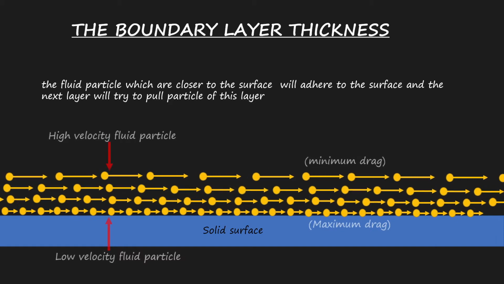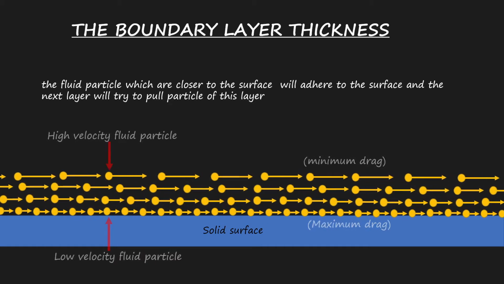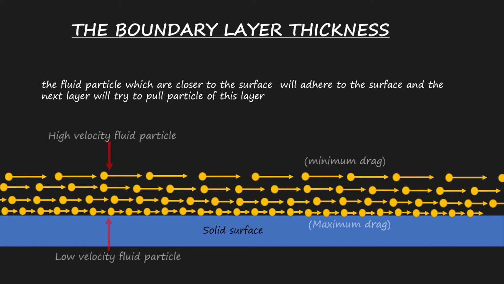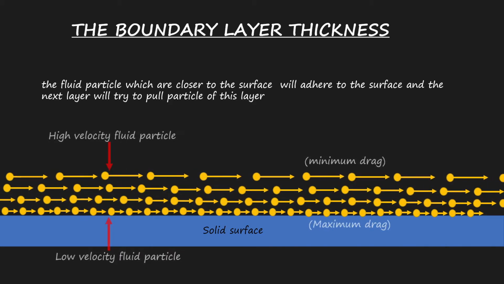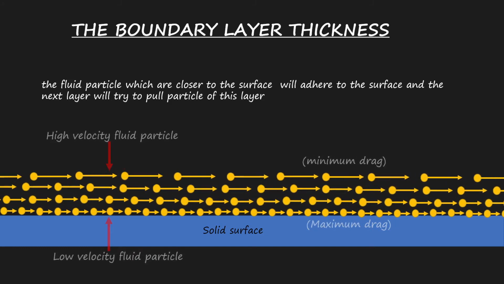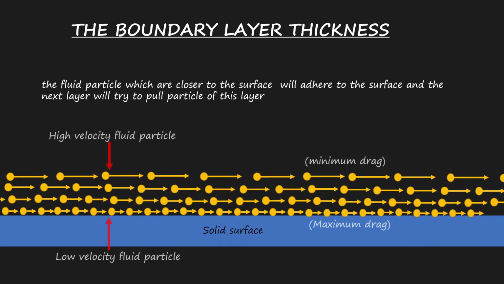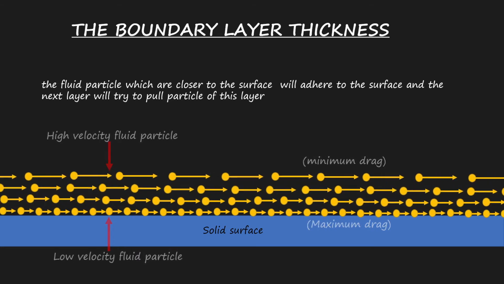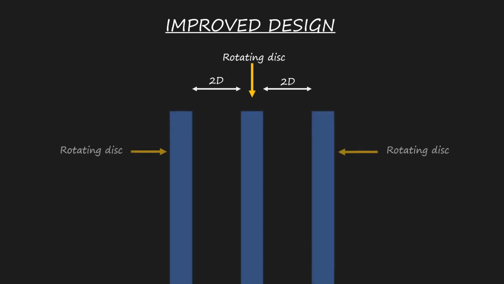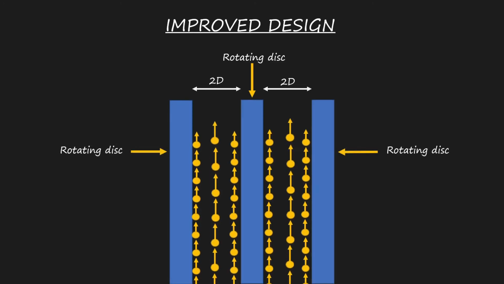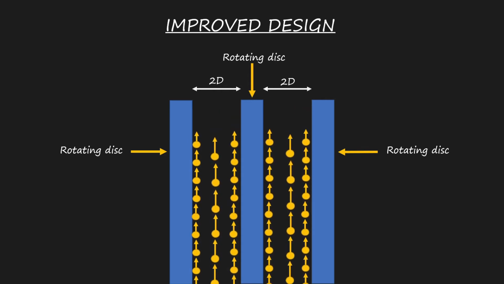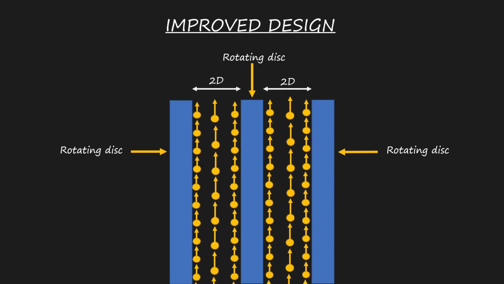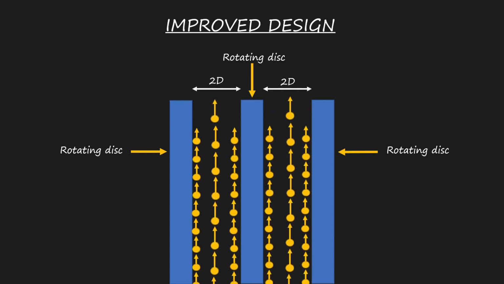The region up to which this velocity variation exists is known as the boundary layer region. So the layer closer to the surface produces a drag on the neighboring layer, and as we move away from the surface, the drag force decreases and eventually becomes zero. To make this turbine more efficient, Nikola Tesla brought the discs closer, keeping the gap approximately twice the boundary layer. Here, no free flow occurs. The boundary layer regions are touching each other, and we can see the shear effects are now dominant in between the disc space.